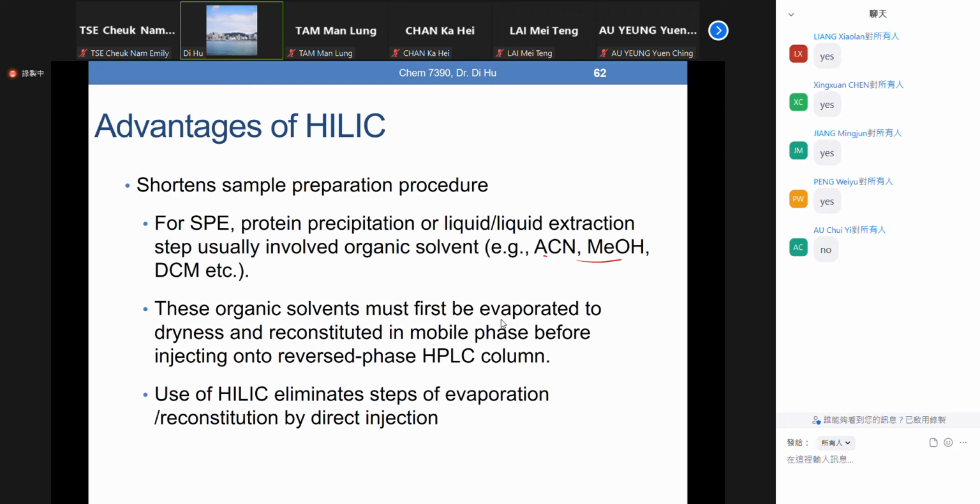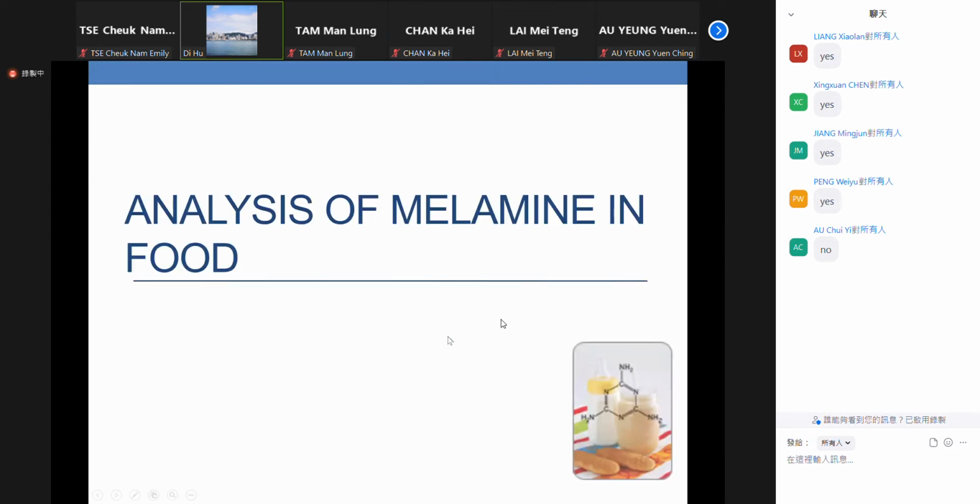So by using HILIC, it uses a very high fraction of organic solvent. So there's no need to do that evaporation. You can just skip that and do direct injection. Okay, for HILIC, we're going to use another example.